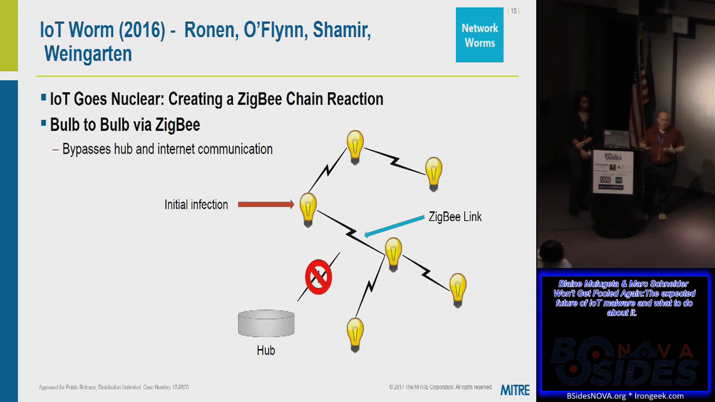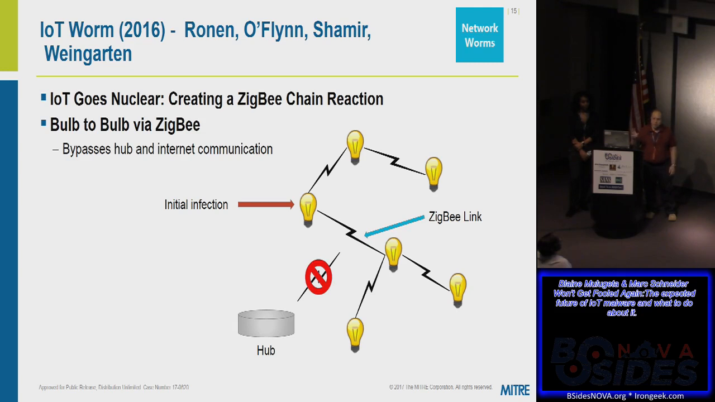Again, bringing us much closer to today, I'm going to talk about another piece of malware. It was experimental, written by Ronen, O'Flynn, Shamir, and Weingarten. I got a preprint of it in October. Shamir said at RSA earlier this month that the published version is going to be coming out shortly. But the paper is entitled IoT Goes Nuclear, Creating a Zigbee Chain Reaction.